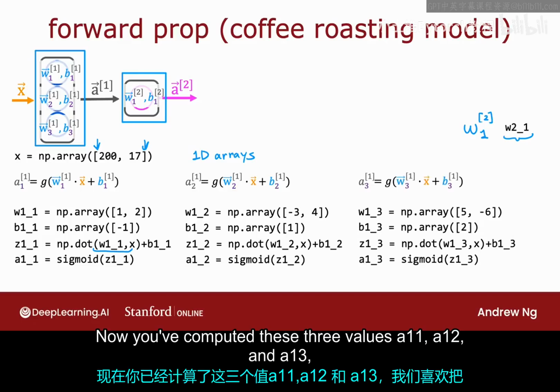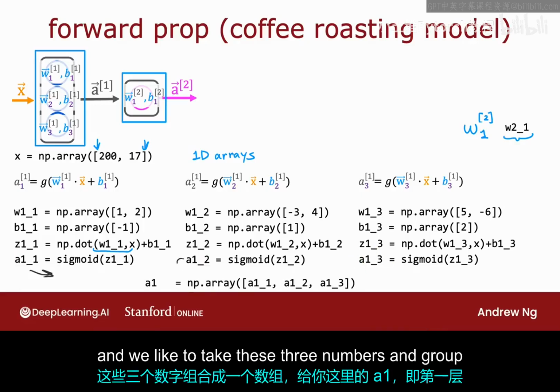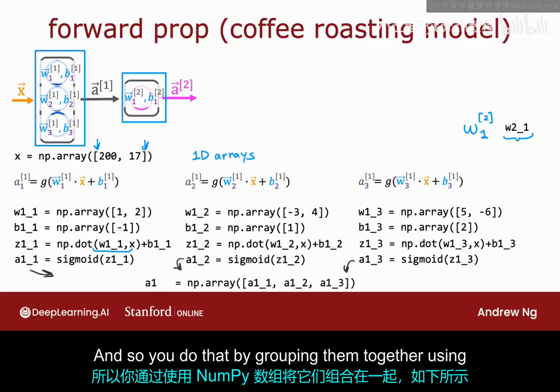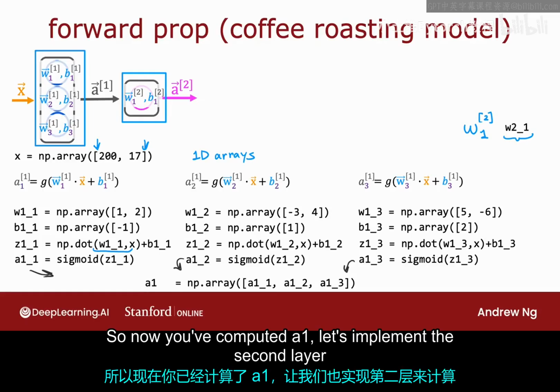Now you've computed these three values, A1_1, A1_2, and A1_3, and we like to take these three numbers and group them together into an array to give you A1 up here, which is the output of the first layer. And so you do that by grouping them together using a NumPy array as follows. So now you've computed A1.